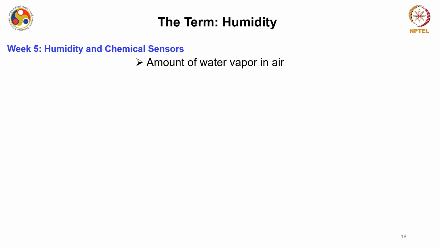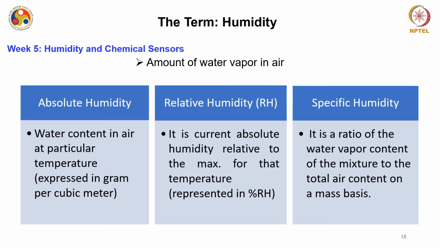Okay, so the fifth module was mostly dedicated to humidity and chemical sensors. We started this module with a discussion on water vapor content in air and how to define humidity. We have seen that there are three different ways to define humidity. One was absolute humidity, then specific humidity, but for us the relative humidity was more relevant.